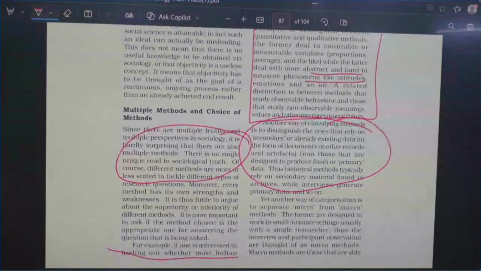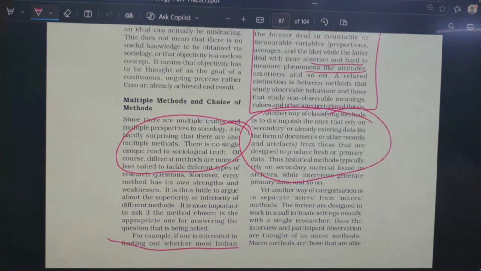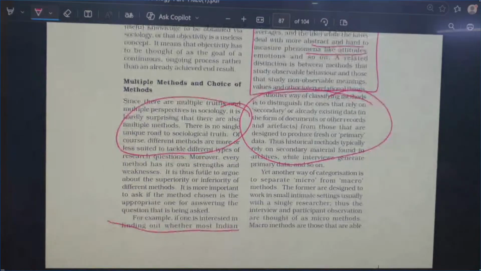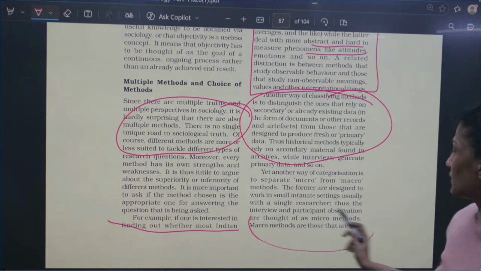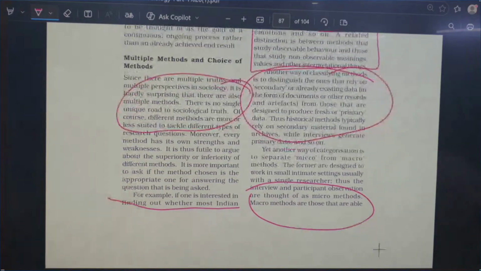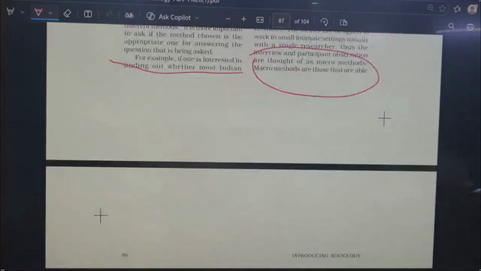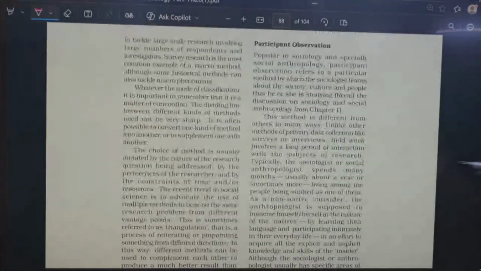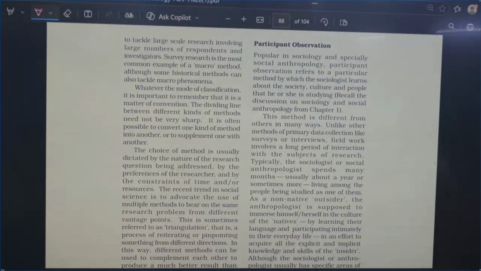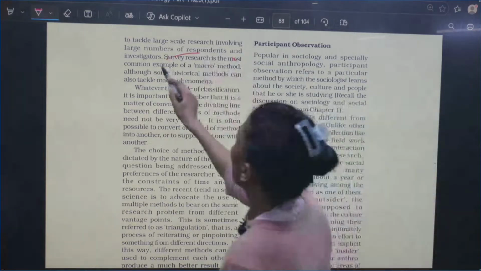Yet another way of categorization is to separate micro from macro methods. The former are designed to work in small intimate settings, usually with a single researcher. Thus the interview and participant observation are thought of as micro methods. Macro methods are those that are able to tackle large scale research involving large numbers of respondents. Survey research is the most common example of macro methods, along with some historical methods.